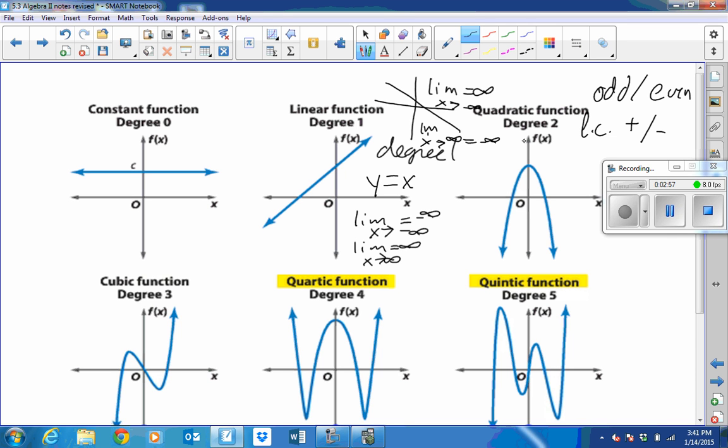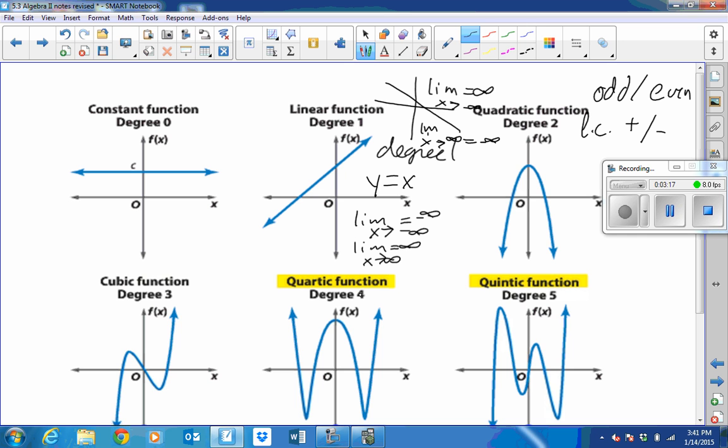And a parabola is always a great one to look at. In this case, it's a parabola with a lead coefficient that's negative. So as x is going to negative infinity, y is going to negative infinity. As x is going to positive infinity, y is going to negative infinity. Even functions always have the same end behavior.